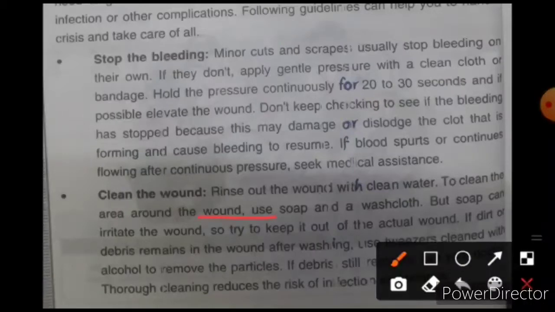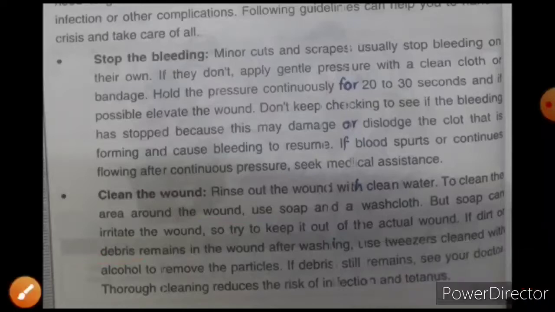Use soap and a washcloth. But soap can irritate the wound, so try to keep it out of the actual wound. Actual ज़ख़म से आपने सोप को ज़रा साइड पे रखना है क्योंकि ये इस ज़ख़म को इरिटेट कर सकता है. ठीक है. If dirt or debris, now what is the meaning of debris? Debris also means dirt particles, remain on the wound after washing. Use a tweezer cleaned with alcohol to remove these particles.